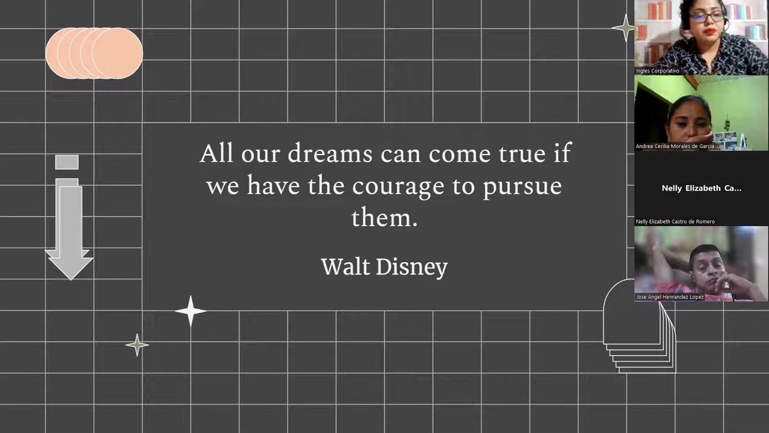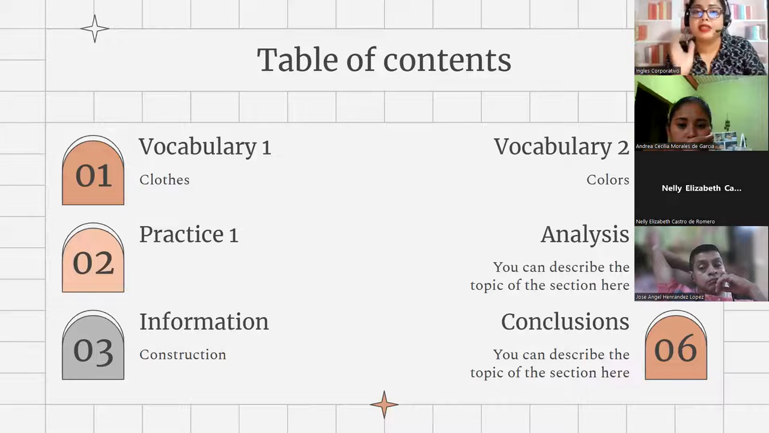Now, I was saying that we are going to have a vocabulary. In this case, we are going to have the first vocabulary because we are going to have two. For this one, we have this table of contents, the topics that we are going to see. We are going to have vocabulary one and vocabulary two. Vocabulary one is the clothes and vocabulary two is the colors.